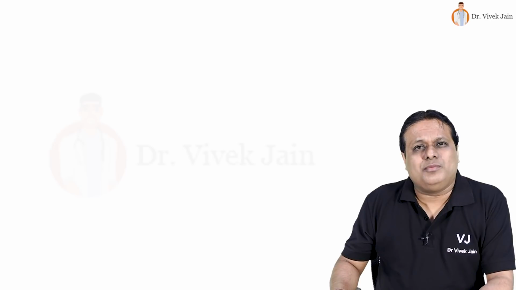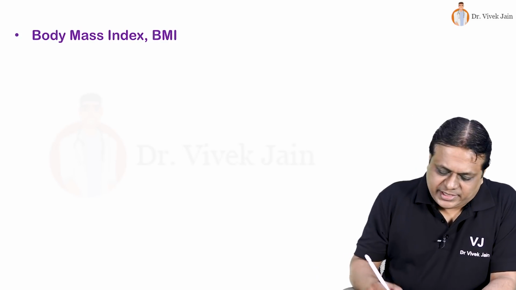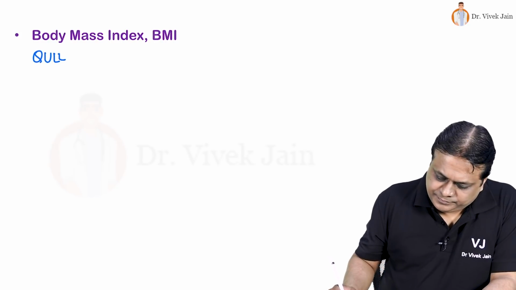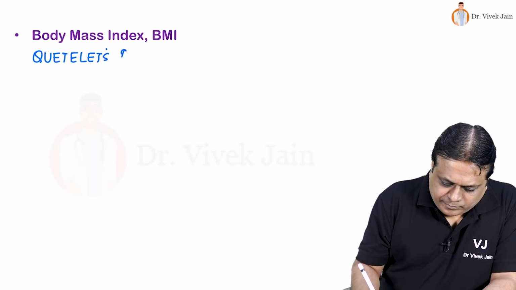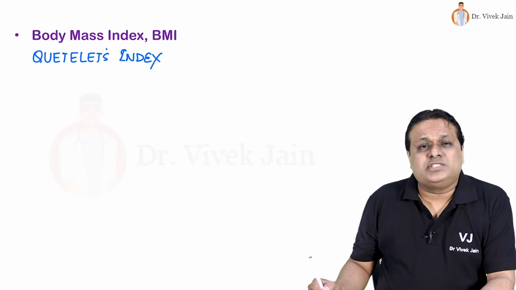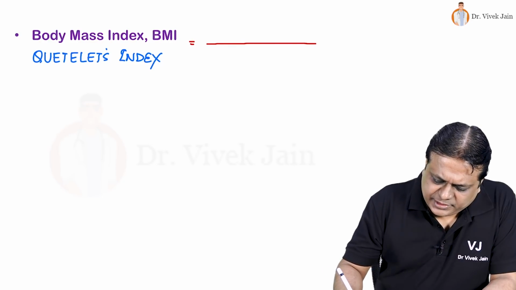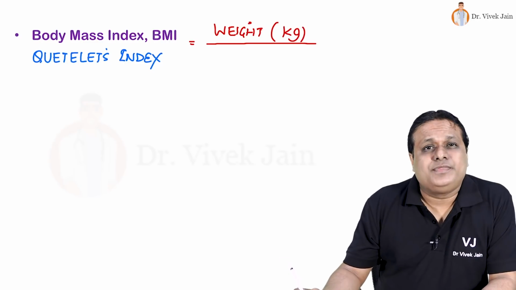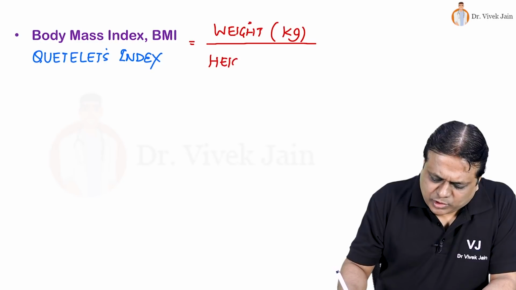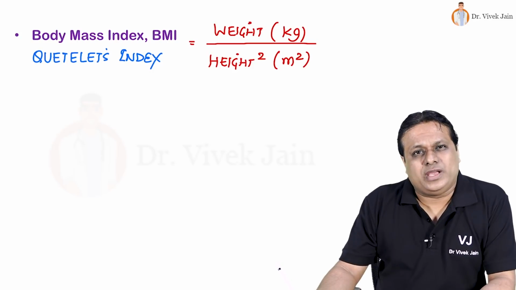Moving to non-communicable disease, obesity. What is the best indicator to measure obesity? That is body mass index, also known as Quetelet's index. What is the formula for calculation of Quetelet index or BMI? In the numerator we use weight, that is measured in kilogram, and in the denominator we use square of height, that is measured in meter squared.